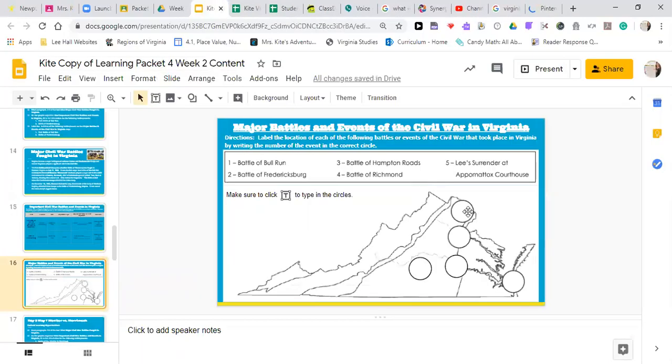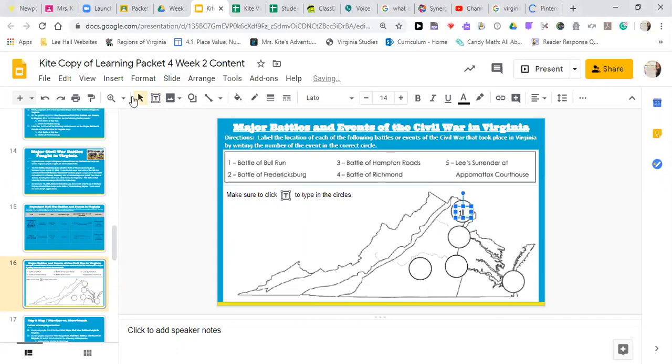All right, so when we come back over to our map, we are going to make sure that the Battle of Manassas or Bull Run is going to be up towards the top. So here, if you're doing it on the slide, you have to click that little box with a T in it to type in there. So I'm going to put that there, and then I'm going to type 1, the Battle of Bull Run, and over here.